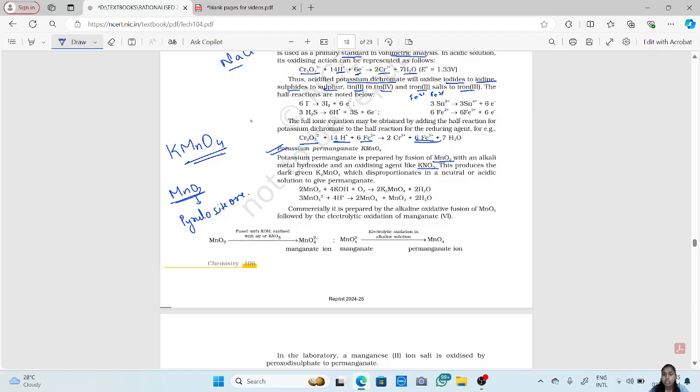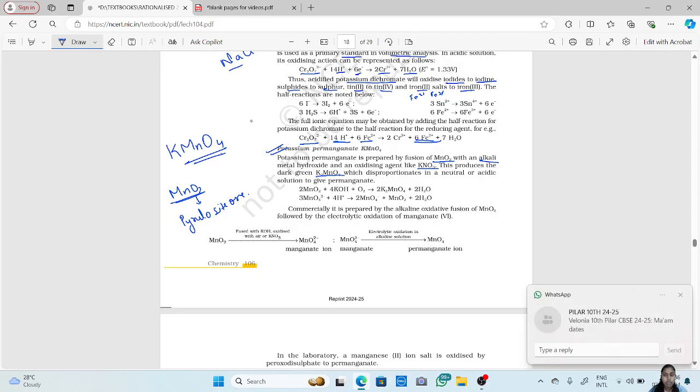And oxidizing. Now, when you combine this MnO2 ore with an alkali metal hydroxide, which can be NaOH, KOH, any alkali metal hydroxide, and an oxidizing agent like KNO3, which is potassium nitrate, this produces the dark green K2MnO4.